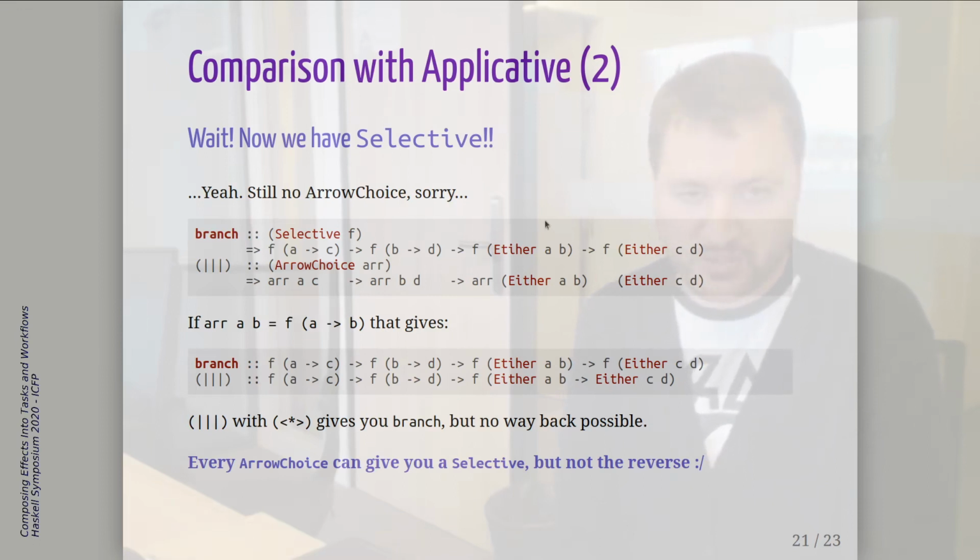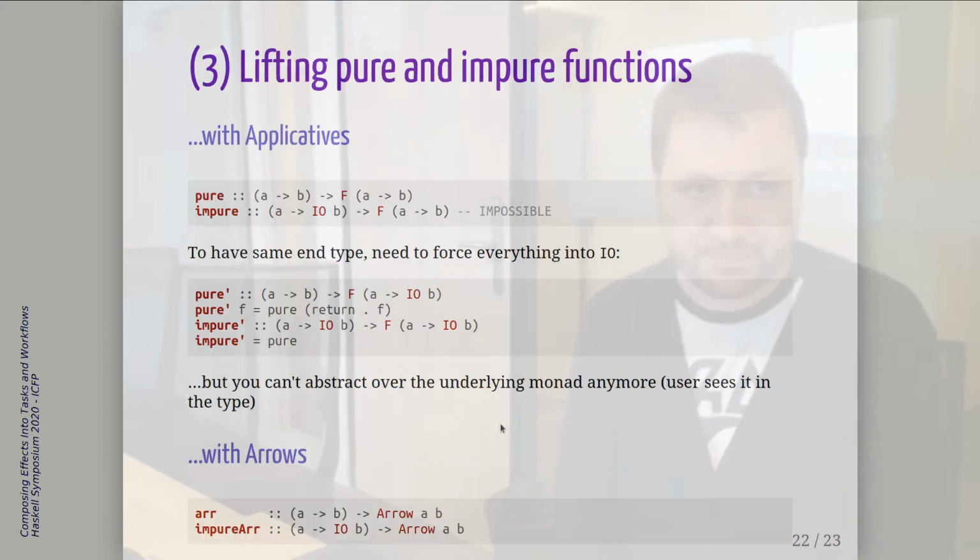I will not delve too much into details here, but the branch function provided by selective applicative functors and the disjunction function provided by arrow choice do not exactly give rise to the same type. So it means that with an arrow choice you can always implement selective, but not the other way around.